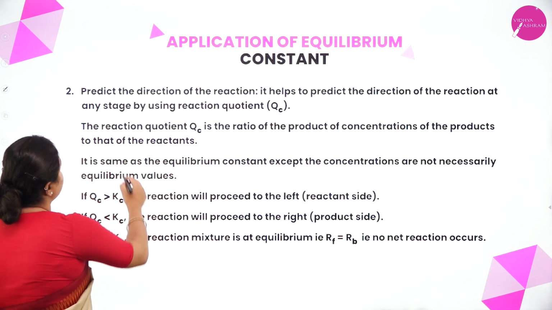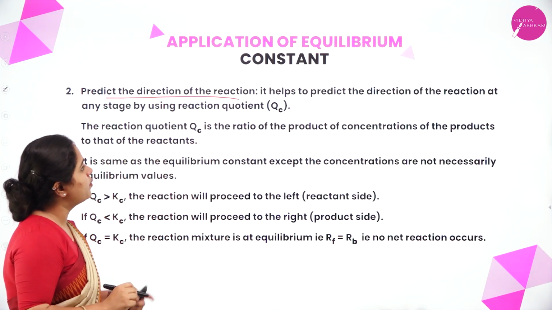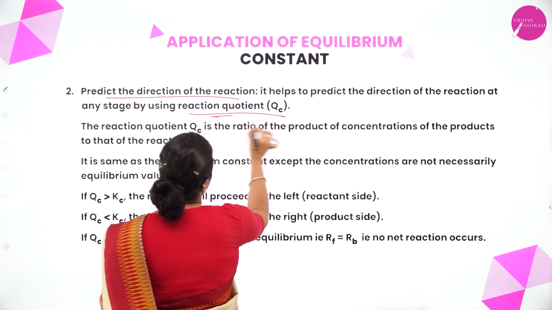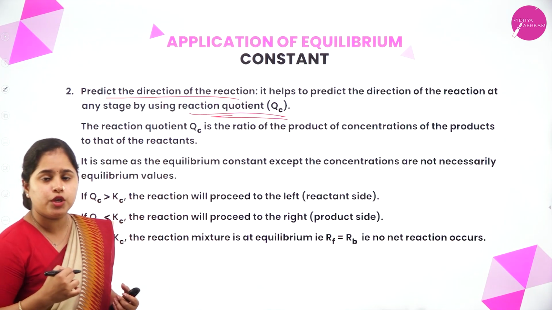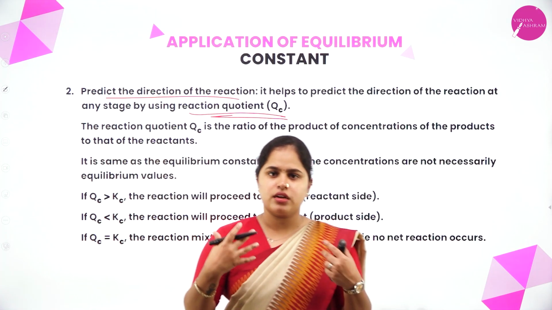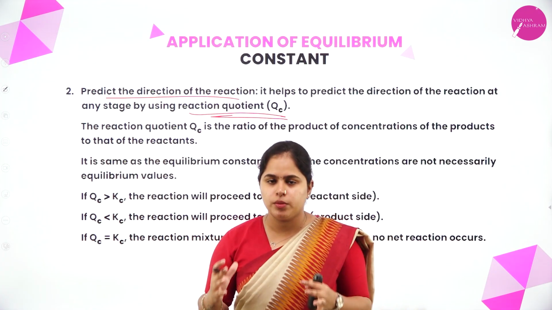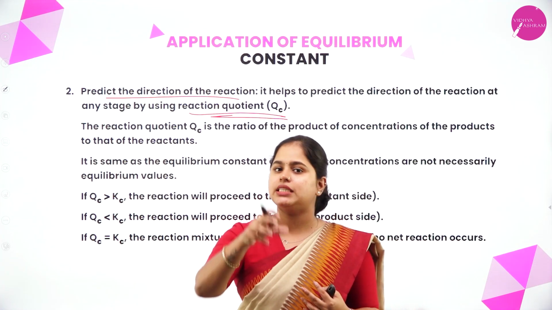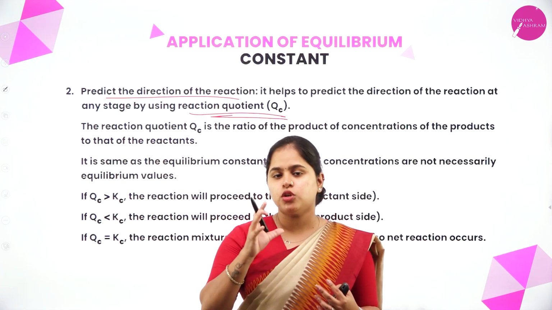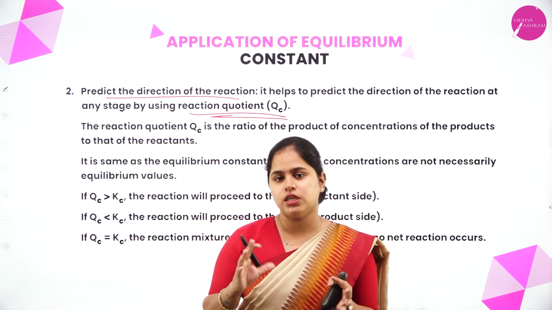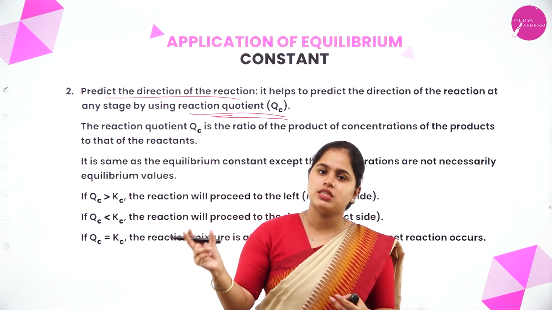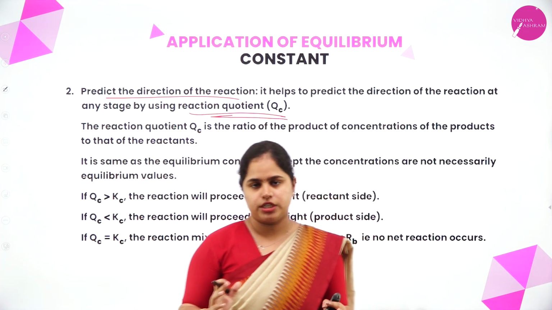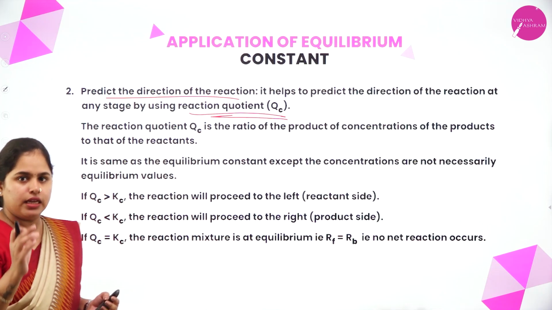Now moving on to the next one, predicting the direction of the reaction. It helps to predict the direction of the reaction at any stage by using the reaction quotient. This is a new term, Qc, the reaction quotient. It is quite similar to the equilibrium constant itself. The equilibrium constant is a constant which we define at equilibrium, and that is the only way the reaction quotient and equilibrium constant differ. The reaction quotient can be defined at any concentration.